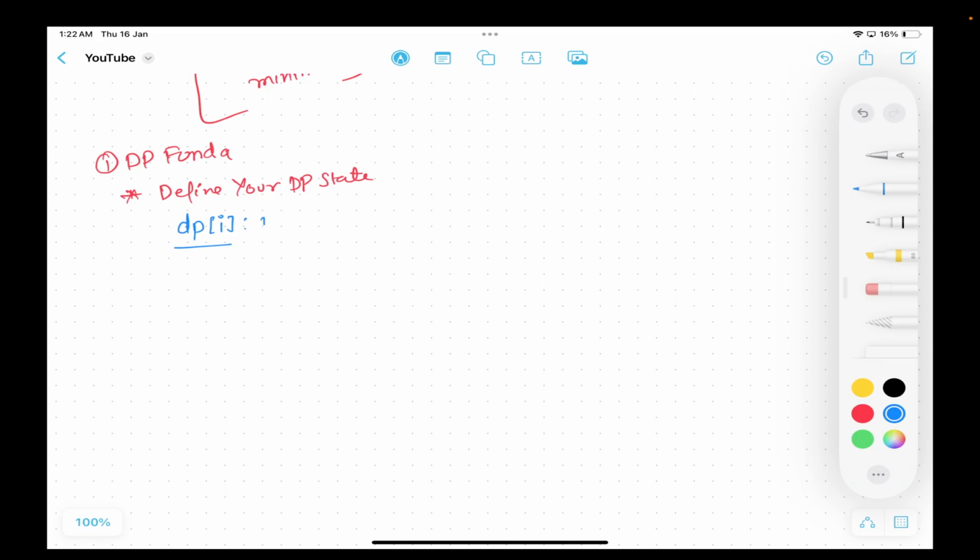डीपी ऑफ आई क्या बोलेगा कि हम मैक्सिमम प्रॉफिट कितना पाएंगे, हाउ मच मैक्सिमम प्रॉफिट व्हेन वी सेल दैट स्टॉक ऑन आइथ डे. तो हम डीपी ऑफ आई में ये सारी वैल्यूज स्टोर करेंगे, जो हमें बताएगी कि व्हाट विल बी द मैक्सिमम प्रॉफिट इफ हम आइथ डे सेल करते हैं. नाउ सेकंड थिंग, आंसर्स फॉर स्मॉलर वैल्यू.